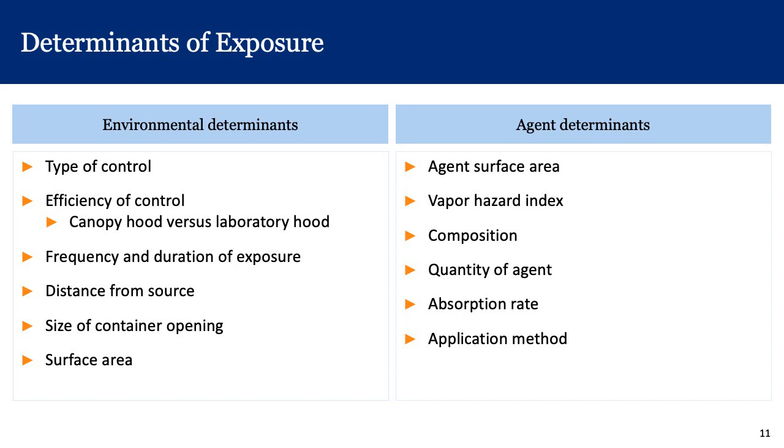For example, if you are interested in the exposure of workers to nanometer-sized particles, you may be interested in their surface area. But if you're interested in exposure of larger-sized, micrometer-sized particles, then the surface area may not be as important. If you're looking at very volatile solvents, then you may be interested in their vapor hazard index. And the composition, of course, is very important because we need to know what is the most important chemical from a toxicity standpoint in a product with many chemicals in them. The quantity of the agent being handled, the absorption rate onto the skin or through the inhalation route, and the application method. These are all important parameters to understand.